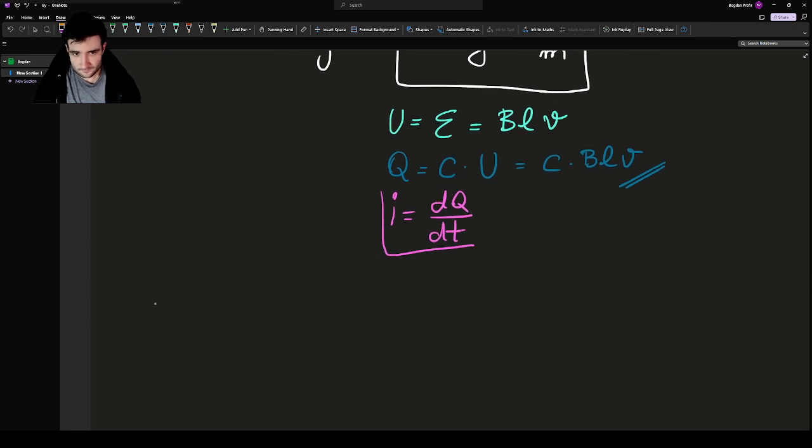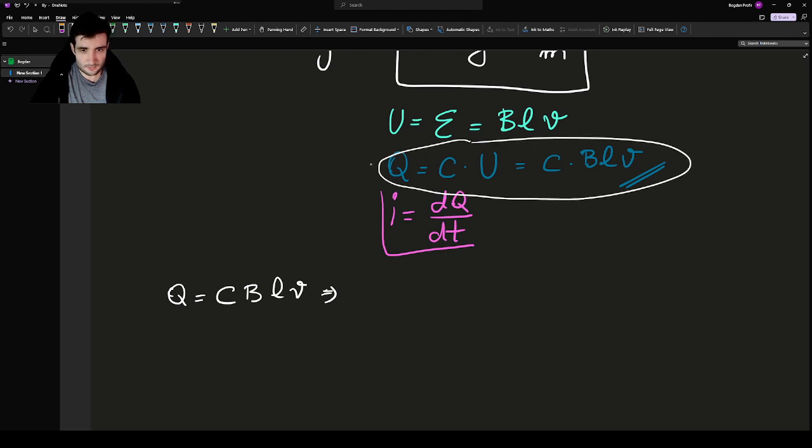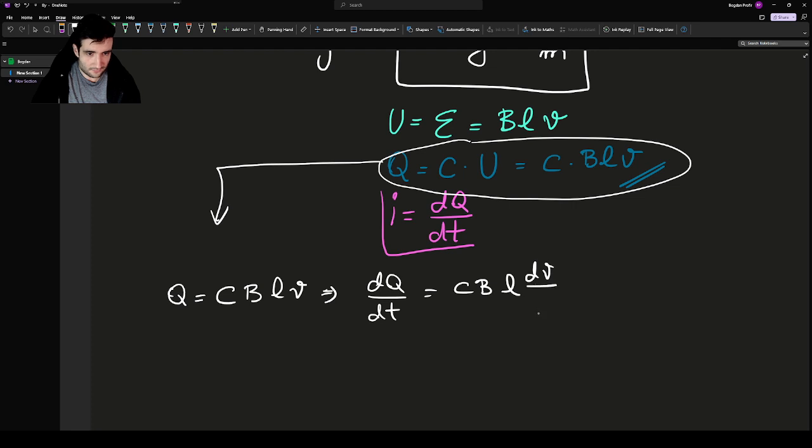So here's what I would do. I would first write that Q is C times B times L times V. And then I would differentiate both sides with respect to time. And C, B, and L are constant. And then this is dV over dt, and of course dV over dt is the acceleration. Okay, and dQ over dt, this is the current.